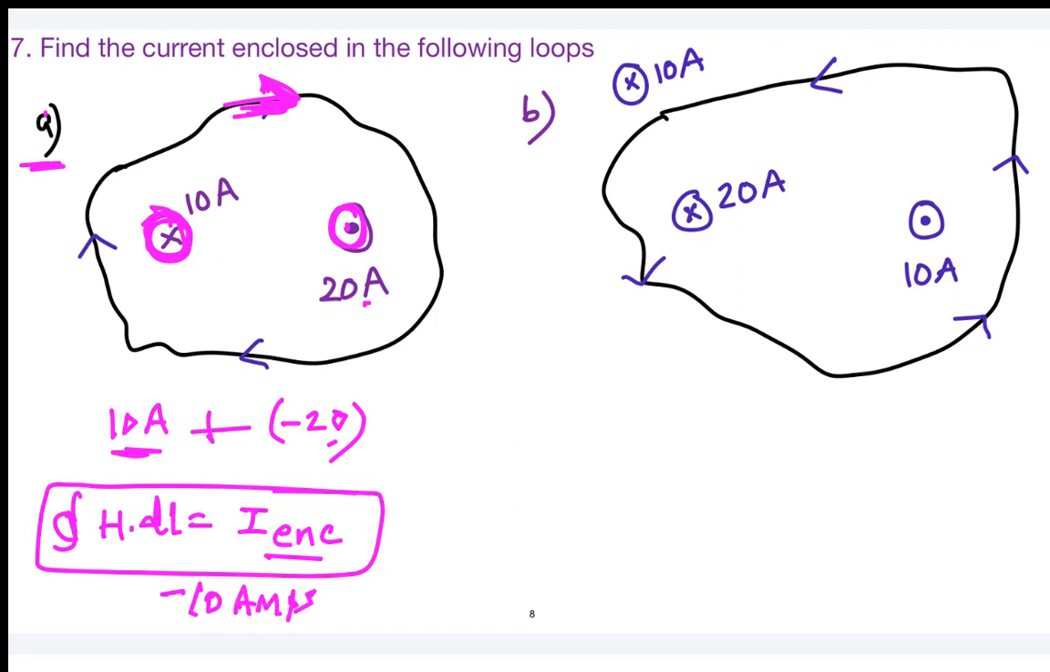So the same thing, can you do it for the second one and tell me? Second question.